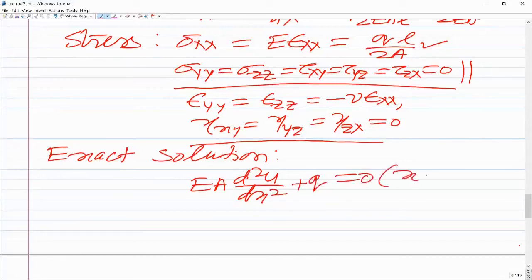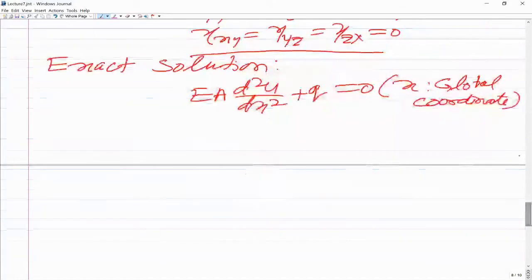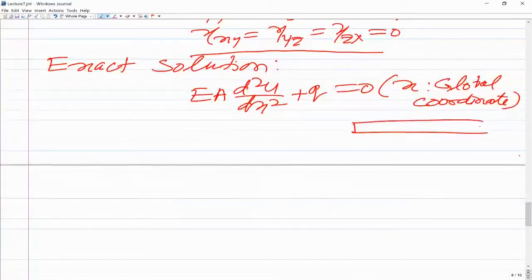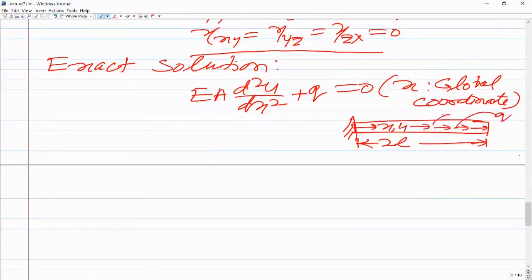Now here x is the global coordinate system. I'm not using the local coordinate. The problem we are taking is the entire domain as a whole. This end is fixed, this is small x, in this direction displacement is u, and the total length is 2l, where small l is the length of each element. We want to have it in that form so that we can directly compare with the finite element solution. So this is the distributed load Q, and the product of Young's modulus and cross sectional area is EA, and EA and Q are constant along the length.